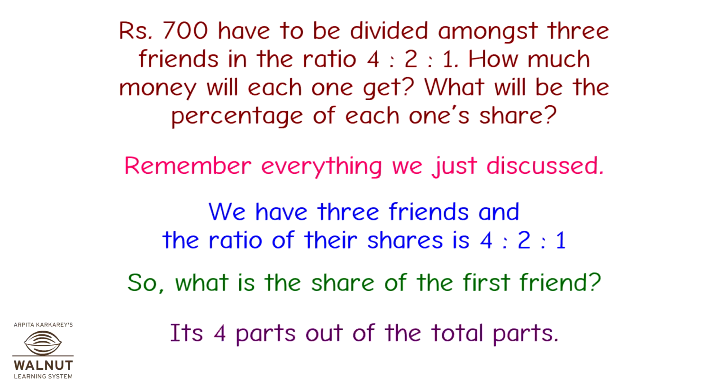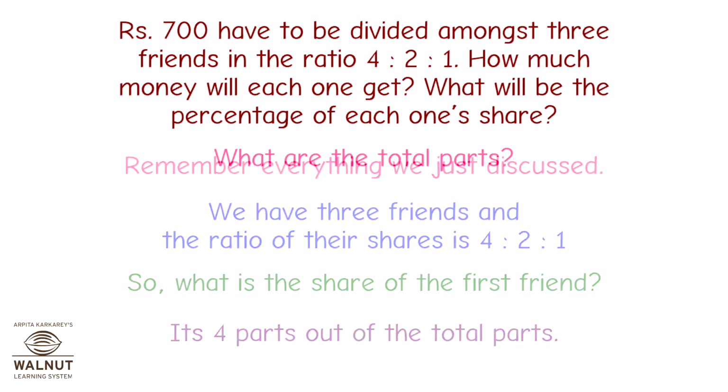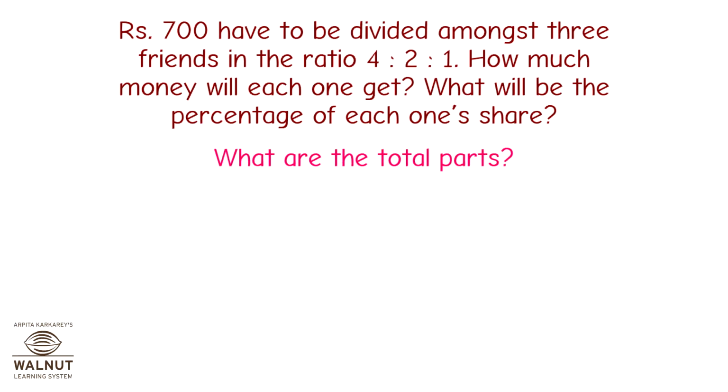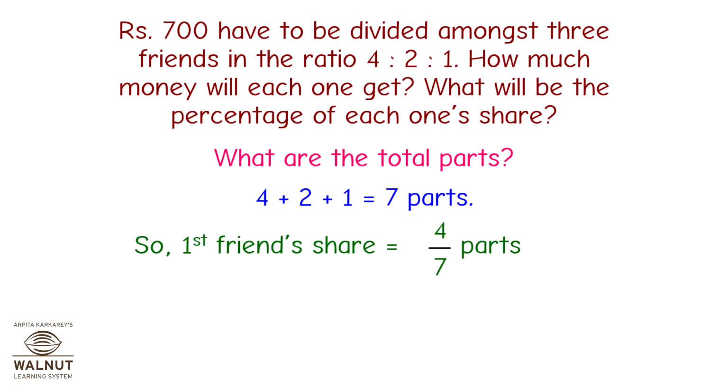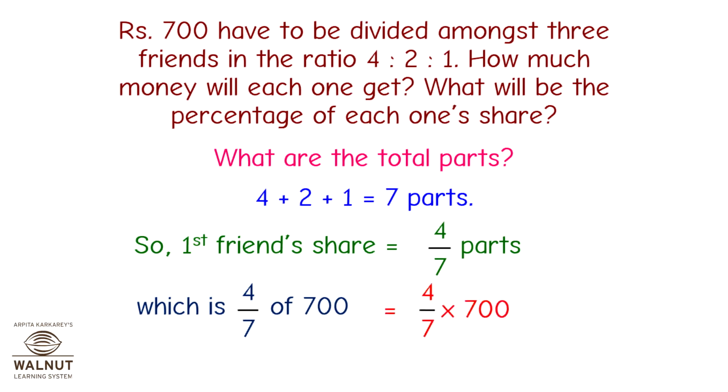It's 4 parts out of the total parts. What are the total parts? 4 plus 2 plus 1 is equal to 7 parts. So, first friend's share is equal to 4 upon 7 parts, which is 4 upon 7 of 700. That is equal to 4 upon 7 into 700. That is equal to 4 into 100, that is rupees 400.